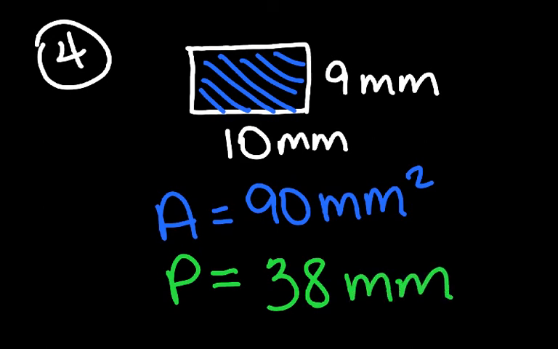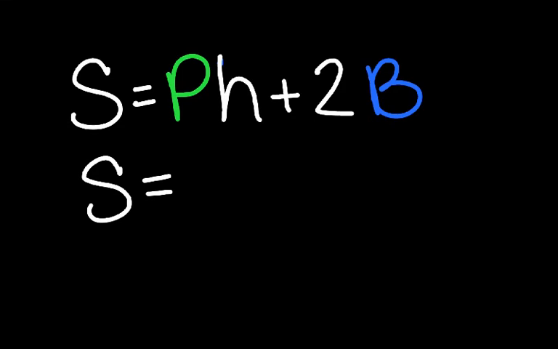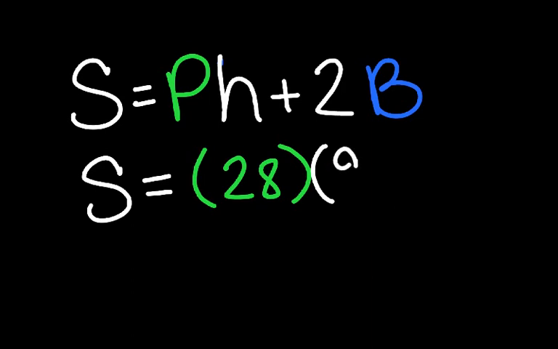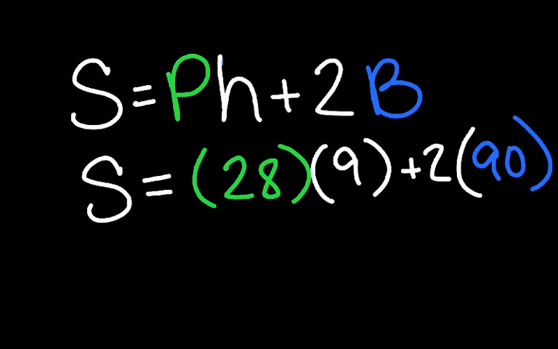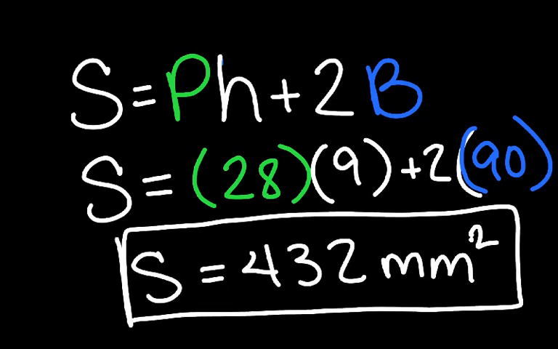Now you can write down your formula. Replace your variables with numbers. Your perimeter was 28. The height of the prism is 9. And the area of the base was 90. Go ahead and plug that into your calculator and get your answer. Should give you 432 millimeters squared.